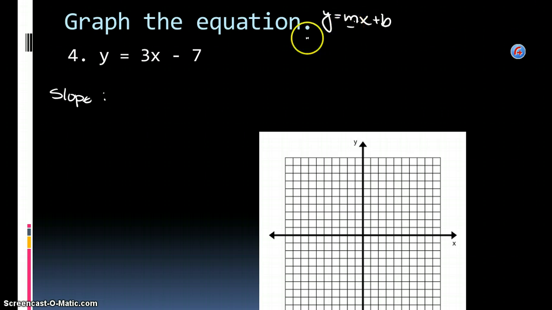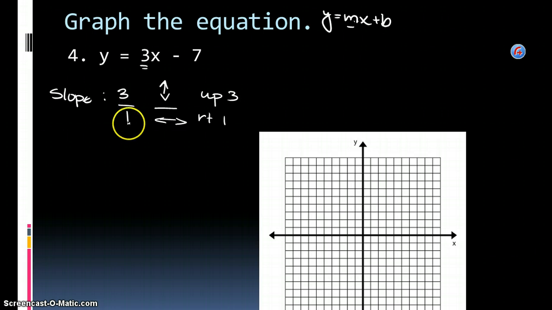So my slope is my m, so that's going to be my 3. But when I'm ready to graph, I'm going to write it as a fraction, 3 over 1. If they don't give it to you as a fraction, just put it over 1. The reason why I do that is because I know that m is telling me where to move, and my top number will tell me to go up and down, and my bottom number will tell me to go either left or right. Rise over run. So because this is a positive 3, I know I'm going to go up 3 and right 1. Right 1 because this is positive 1.